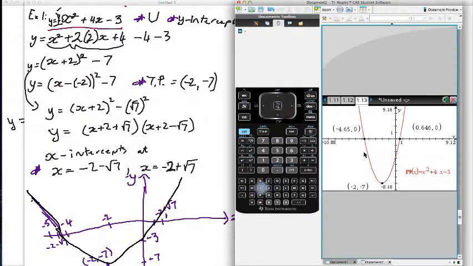So there we go. There are the main bits about sketching graphs. And I'll give you some more graph sketching hints in the next video. See you later.